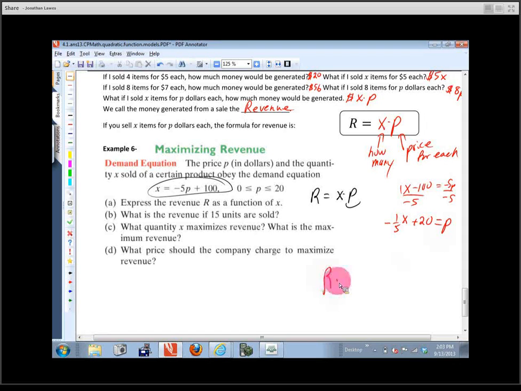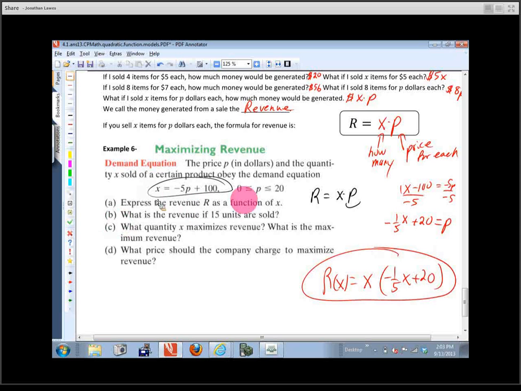So if I write revenue as a function of X, it's going to be X times what? Negative 1/5 X plus 20. Okay? That's the answer to the first part. So there's the answer to part A. And usually that's the hardest part. Not always, but usually that's the hardest part. Once you get to there, you can figure out most of the problems.